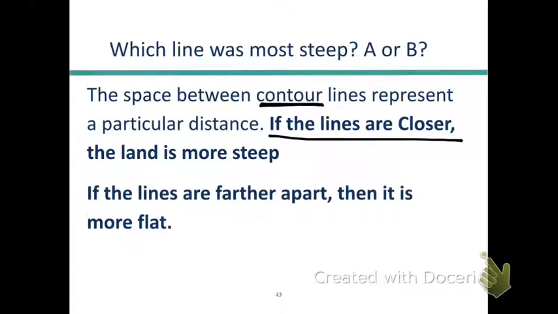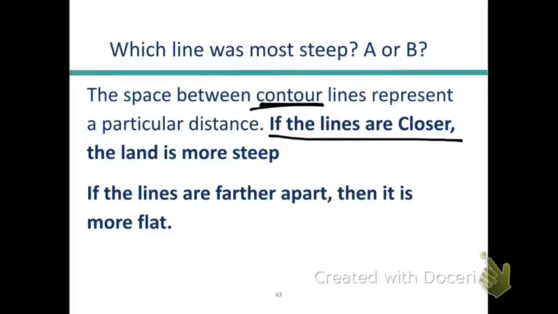So if contour lines are close together, the land is steep. If contour lines are far apart, the land is flat. So close contour lines equals steep, far contour lines equals flat. All you need to write is that. So if you're hiking up a mountain, and let's say, I'll just use the word lazy.